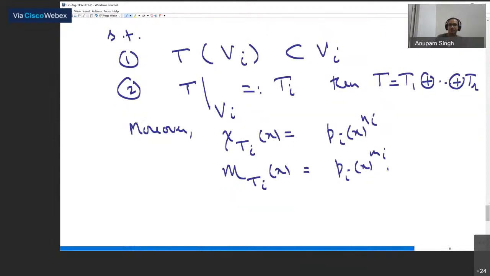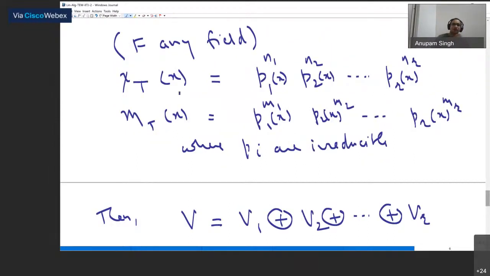So you see that when I wrote the characteristic polynomial for T as a product of these irreducible polynomials, I can divide my T as a direct sum, so that if I choose a basis of V, where I choose a basis of V1 first and then V2 after that and then Vr after that, and then I write the matrix of T with respect to that basis, it will look like a block diagonal matrix, right?